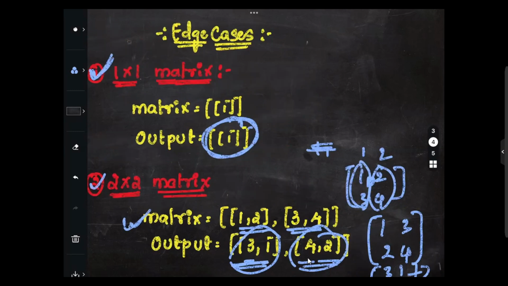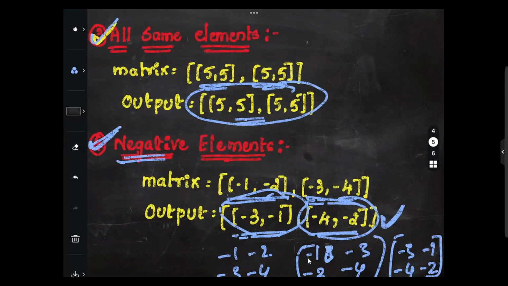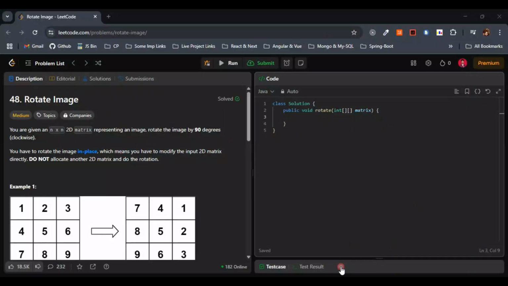The first one is for the 1 into 1 matrix, the second one is for the 2 into 2 matrix, the third one is for all same elements, and the fourth one is for the negative elements. So these 4 edge cases we need to consider here. I hope the approach and edge cases are completely clear. Now, as we are familiar with the approach as well as the edge cases, we are good to write the code.